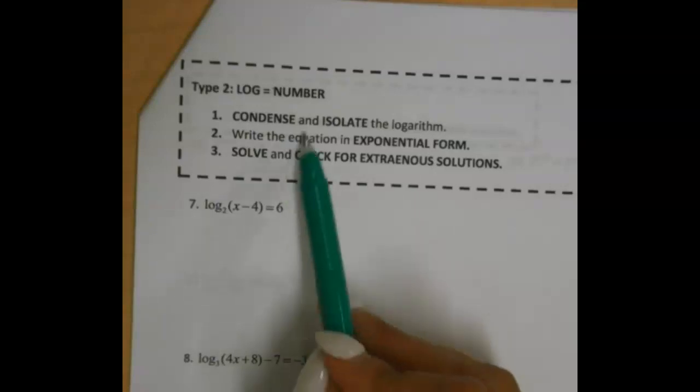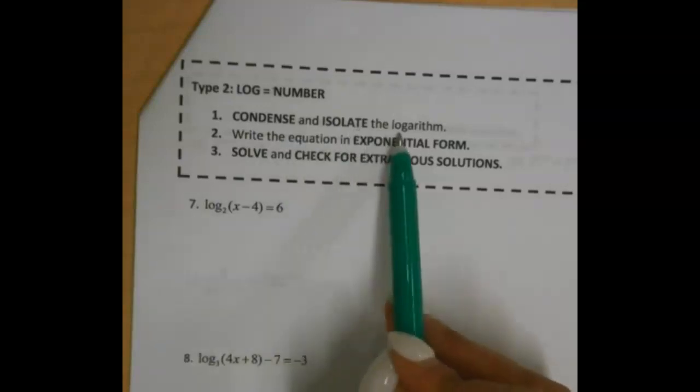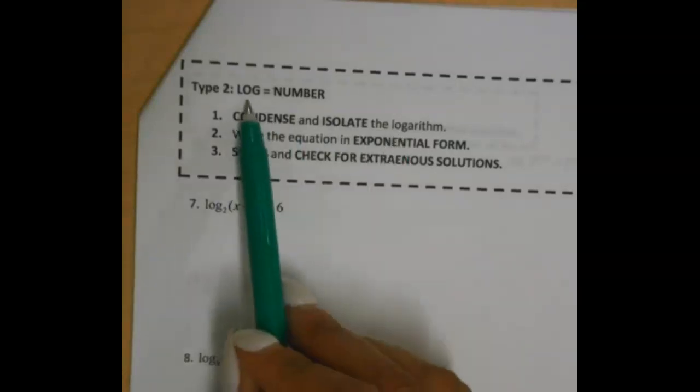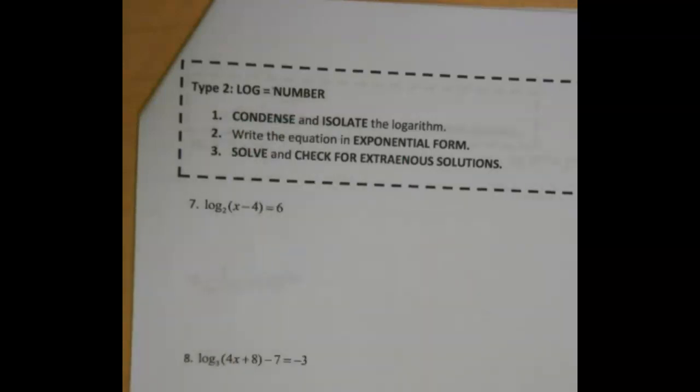The next item is to actually isolate your logarithm. The only thing you should have is literally a log equal to a number. The last couple of steps are pretty simple. You're going to need to rewrite your equation in exponential form, and then afterwards you're going to solve and check for extraneous solutions. We talked about this last class.